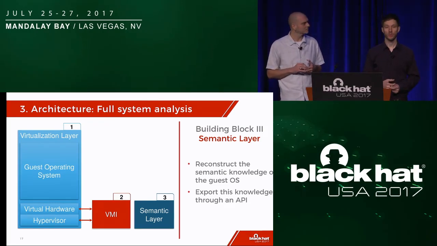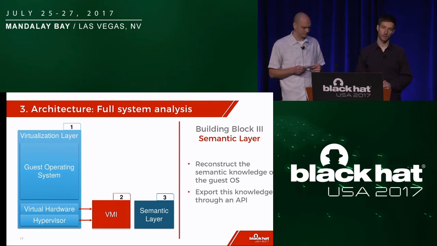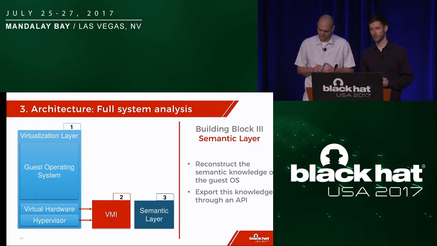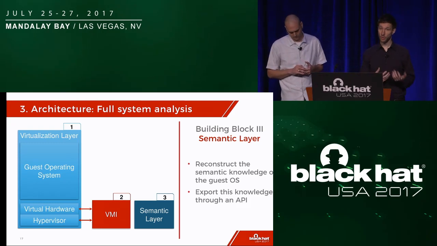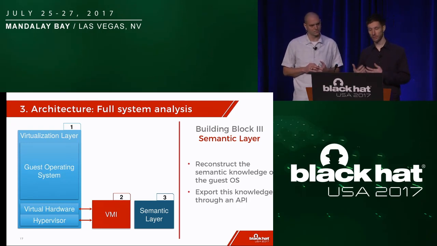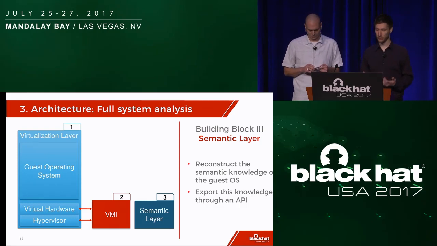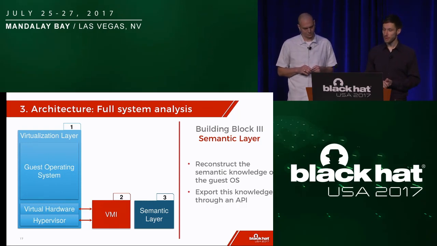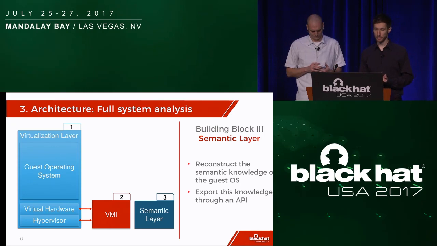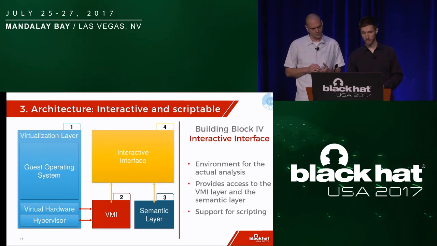The third building block in the architecture is the semantic layer. And as the name suggests, the purpose of the semantic layer is to bridge the semantic gap and to reconstruct the knowledge that the guest operating system has on the hypervisor level. In addition, it needs to export the semantic knowledge similar to the VMI layer through an interface such that we can actually use it as an analyst while performing the analysis. This leads us to our last goal, an interactive and scriptable interface.